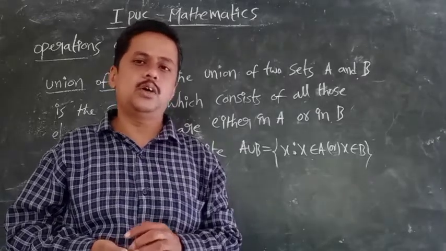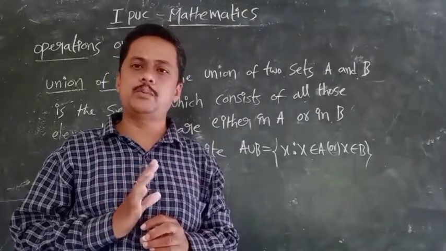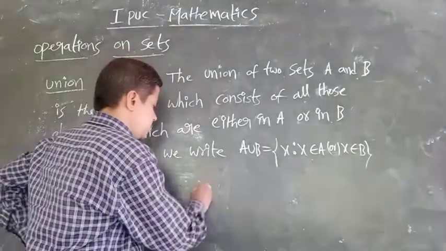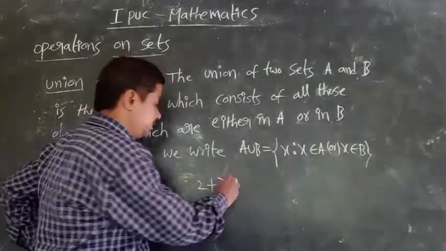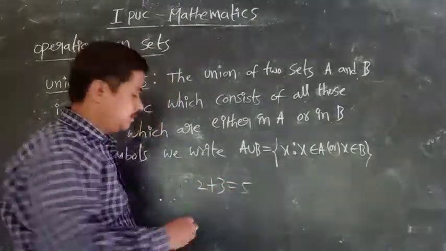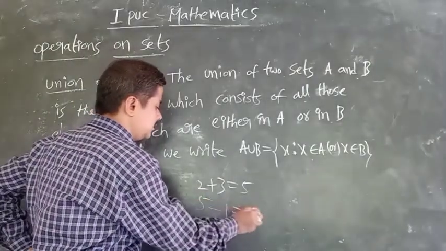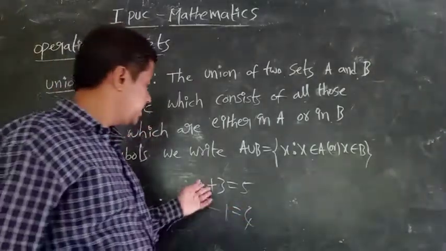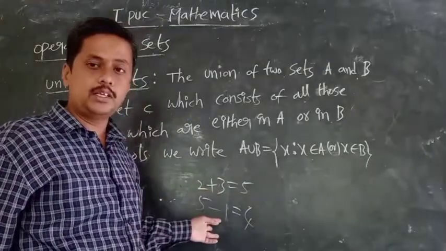In the number system, how addition and subtraction work: if you take 2 plus 3, it gives 5. 5 minus 1 gives 4. So here we are doing the addition, here we are doing the subtraction.